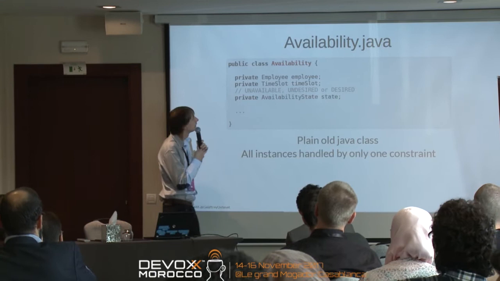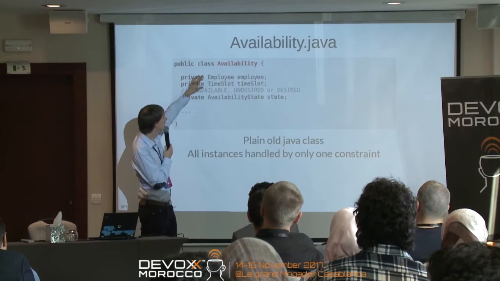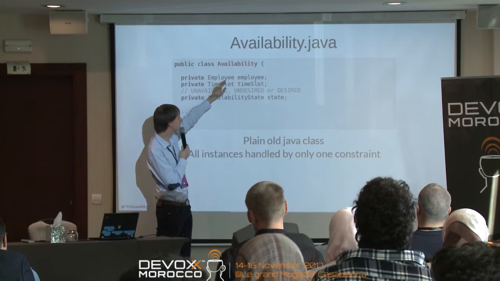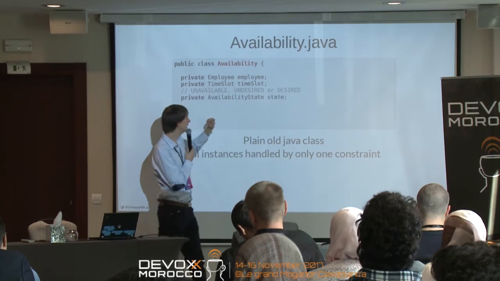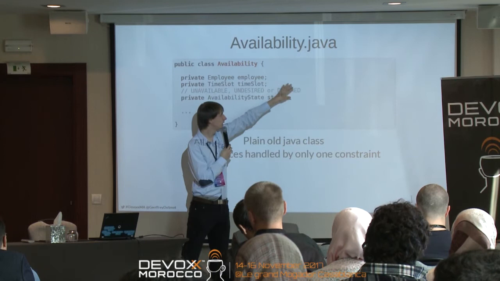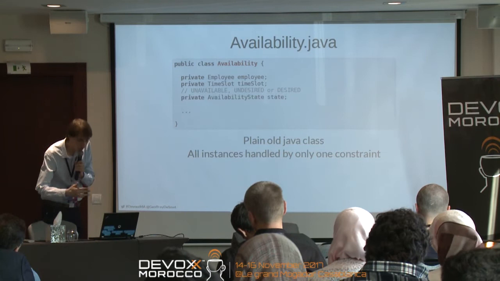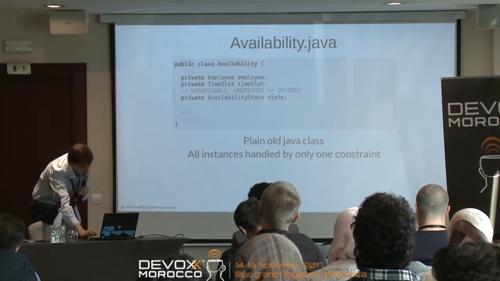this is another case where we have an employee and a time slot, and we can say okay, there's a state whether or not this employee wants to work on that time slot. So that's the red, yellow, green of the traffic lights. So I don't want to work. I want to work. I don't want to work. I cannot work. I don't want to work. I want to work, and this is a plain old Java class, right? And depending on whether or not you use Drools or plain old Java to do the score calculation, this is the Java class you would insert.